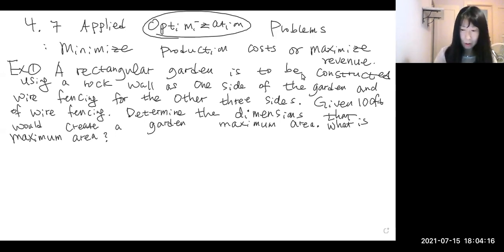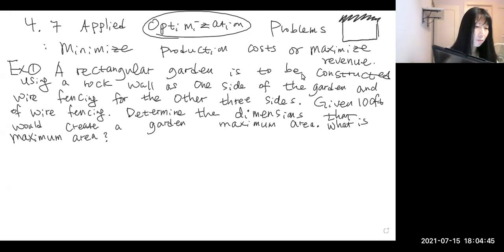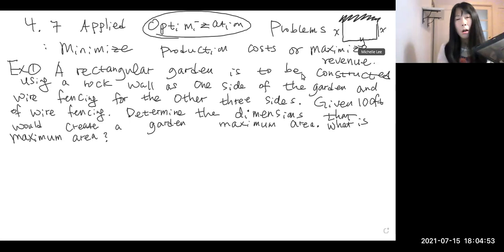So let me draw because I want to save the space. Here, one side is the rock wall, right? And we want to make the garden. Then let's make the variable here, let me use the same variables, x, y. Now we want to make the garden.